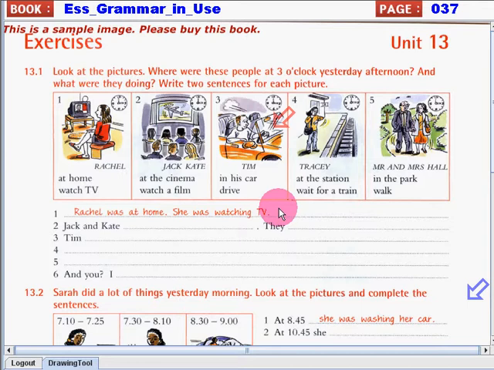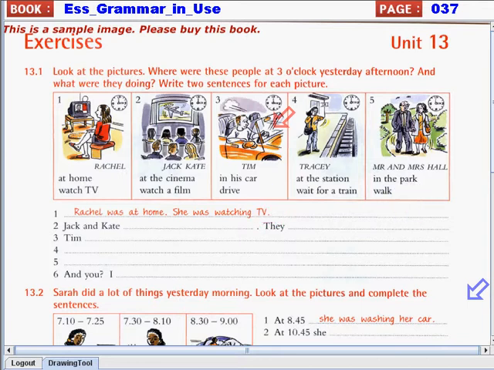Why? Because the action is already in the past. It happened at 3 o'clock yesterday afternoon. But at that time, the action was not yet finished. The action is happening but not yet finished. That's why we have to use the past continuous tense.